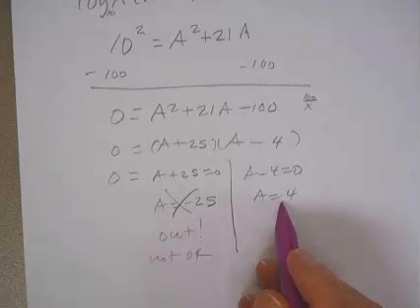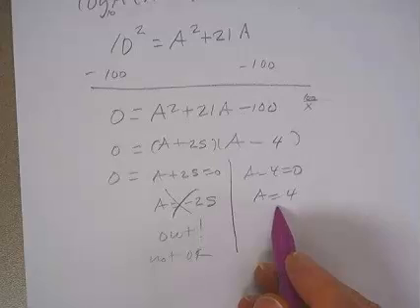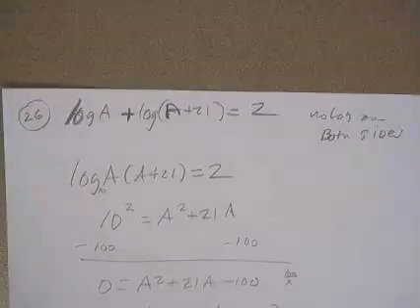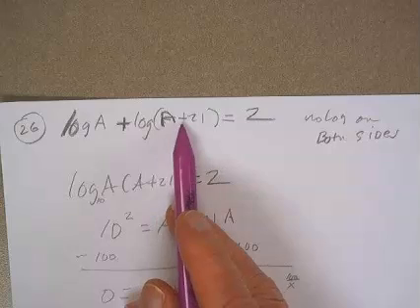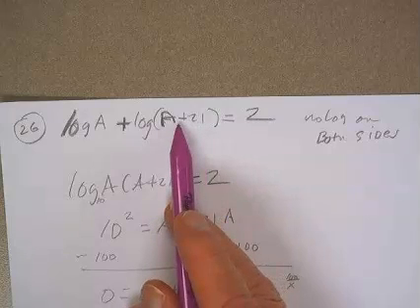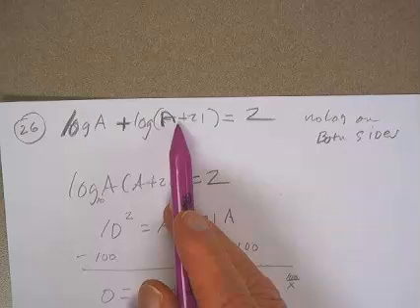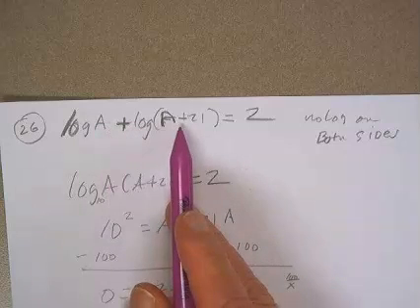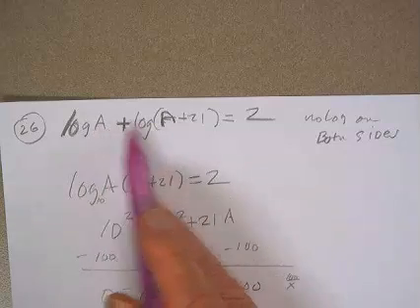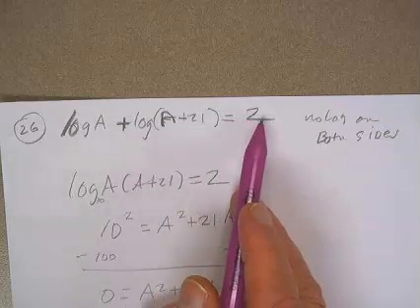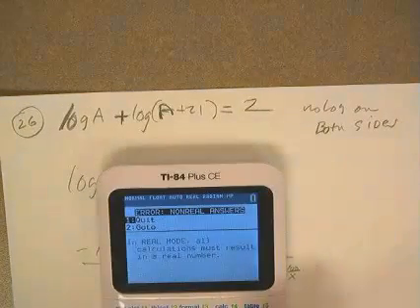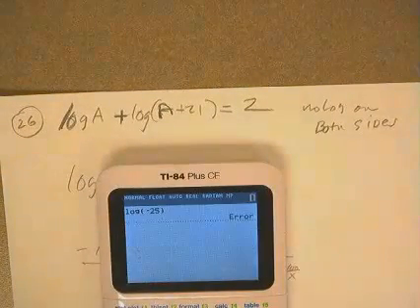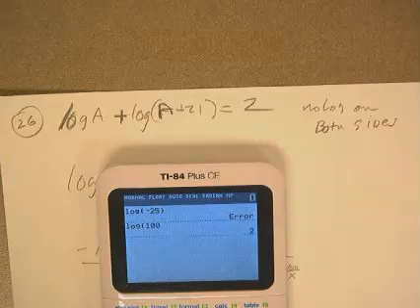Now we need to check that one. Sometimes the negative one's okay and the positive one isn't, so you always have to check. But look here, if I put a in, I don't have a problem. A plus 21 is 25. I don't have a problem with that. 4 times 25 is 100. Log base 10 of 100 is 2. I guess you could try that. You could do log of 100. You should get 2. Sure did.